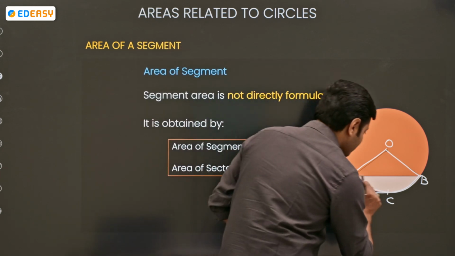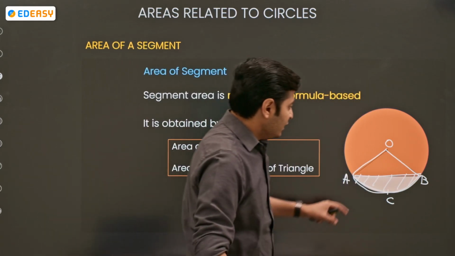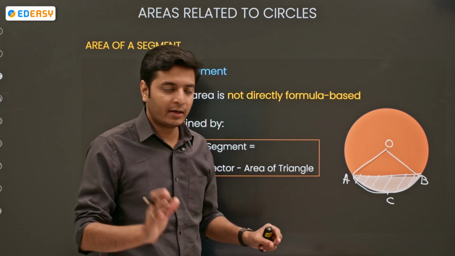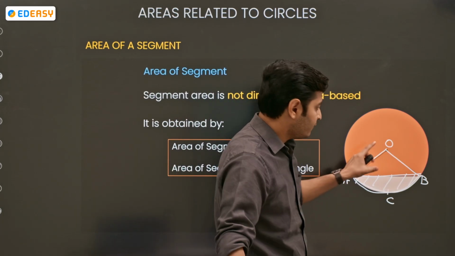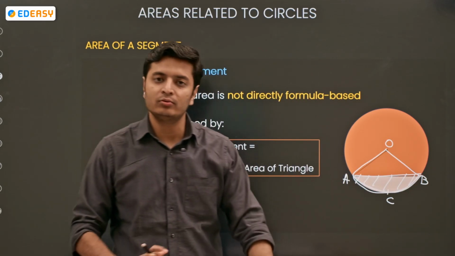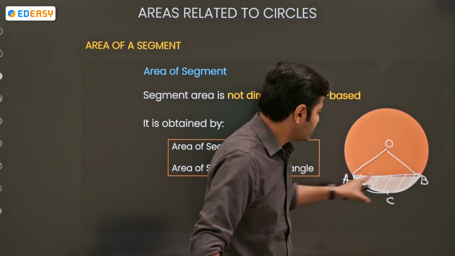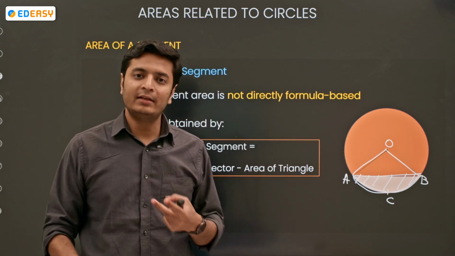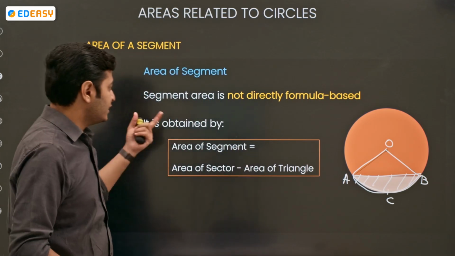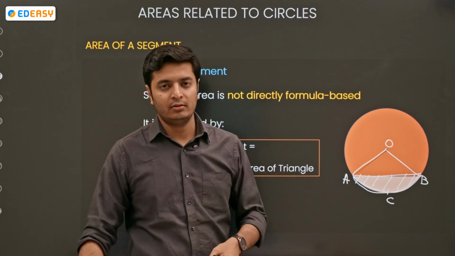Now the segment is this much, the light shaded area. If I somehow find the area of this sector and subtract the area of this triangle from the area of the sector, I will be left with the area of this segment. So we are going to do that only. We find the area of the sector, then subtract the area of the triangle, and we will have the area of this segment. This will be our approach. So the area of segment is equal to the area of the sector minus the area of the triangle.